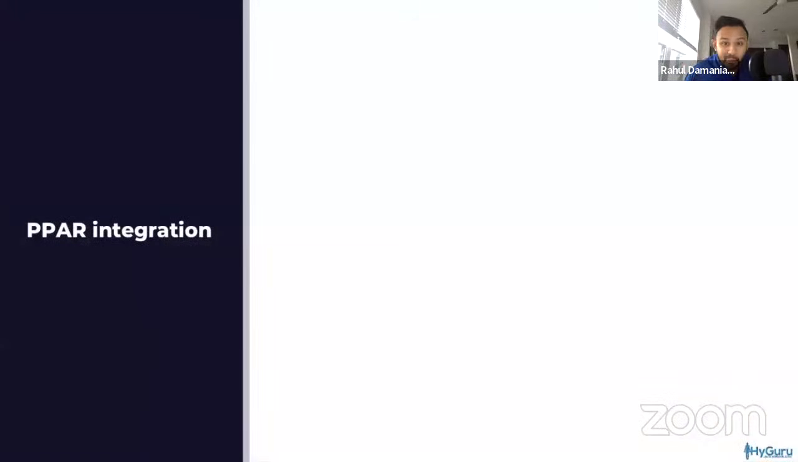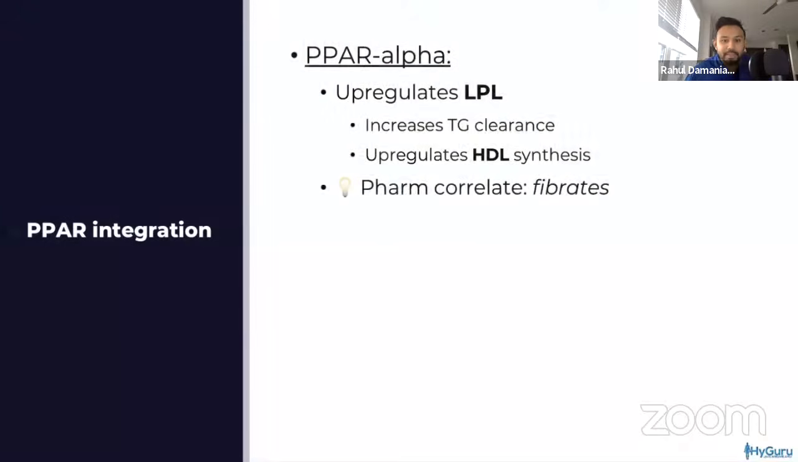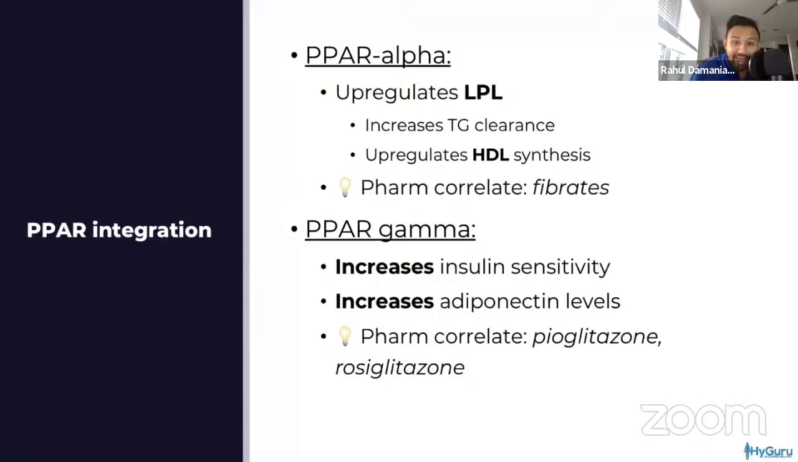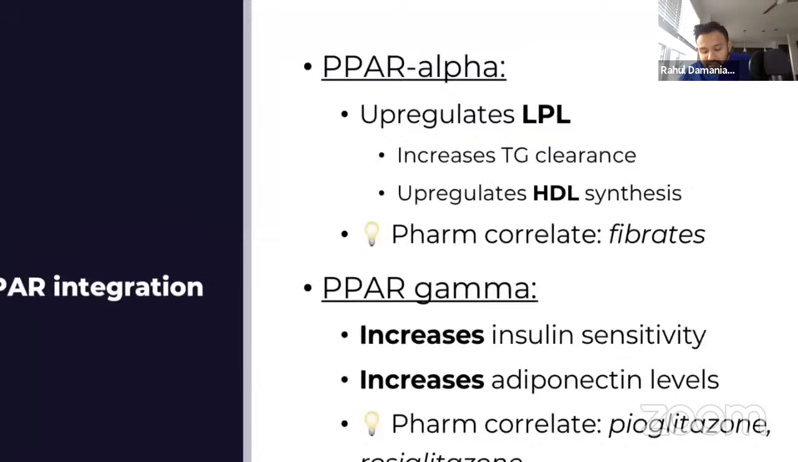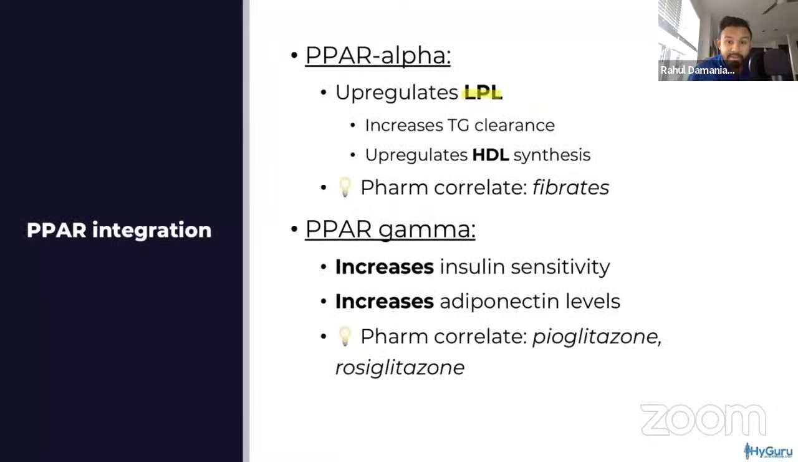One of the integrations that I wanted to make, and I just posted on social media about this, is the difference between PPAR alpha and PPAR gamma. This was something that easily confused me when I was going through my USMLE exam. When we think about PPAR alpha, remember it's going to upregulate lipoprotein lipase at the level of the fat cell, and thus you are going to increase triacylglyceride clearance and upregulate HDL synthesis with the activation of this nuclear transcription factor.